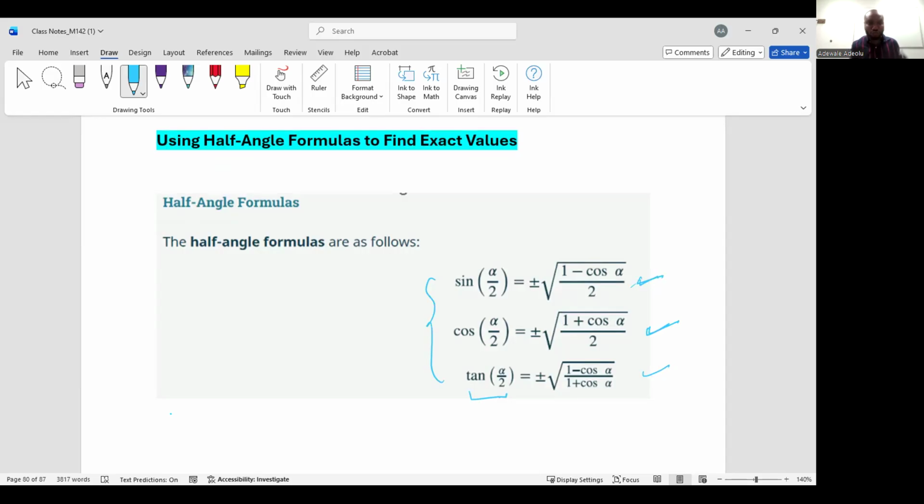Why do we want to do something like this? Remember, on the unit circle, we have been able to find values for the special angles. And then we said, okay, maybe something like 30 degrees, 60 degrees, 45 degrees. We're able to find those terminal points. But then we say there are some angles that we cannot find. For example, let's say 15 degrees.